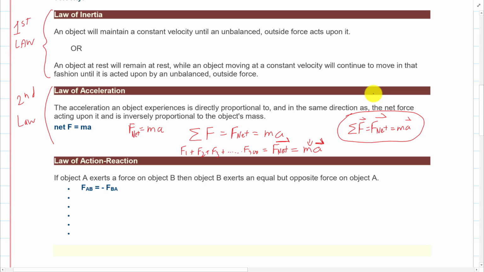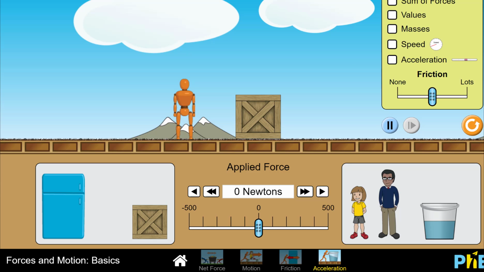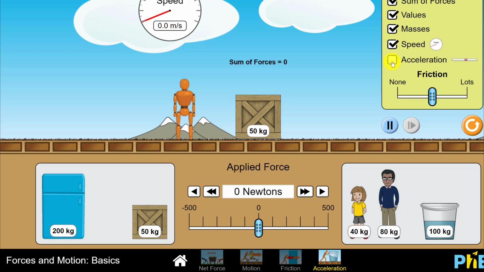Let's take a look. Okay, here's a little simulator to show off our masses and forces and our speed and our acceleration. So we have a 50 kilogram object, and I'm going to turn off friction.